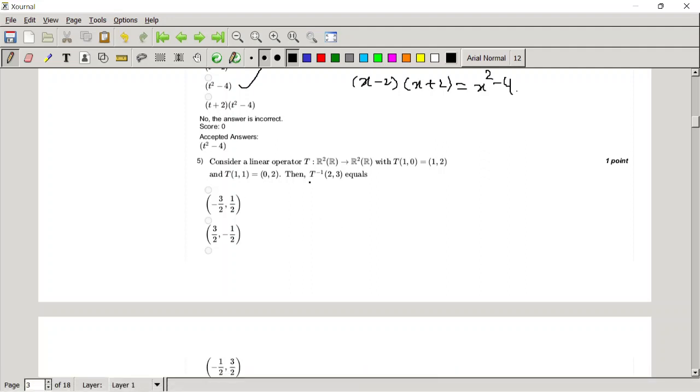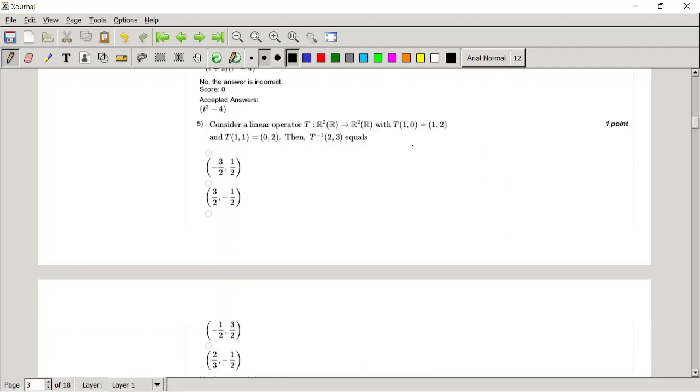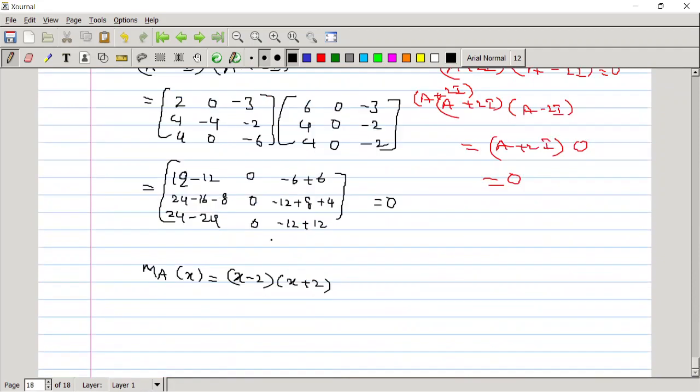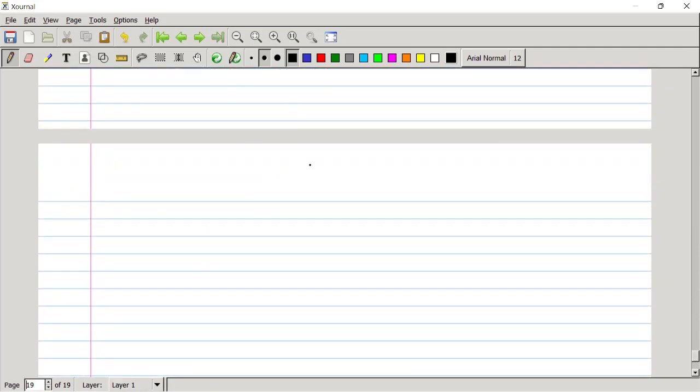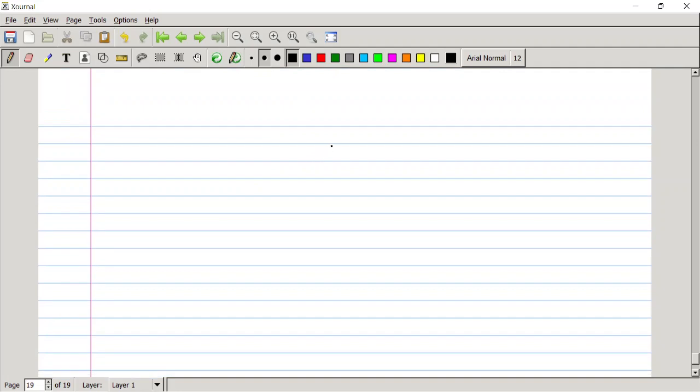We have 10 more minutes. Let me solve the fifth problem. Given a linear transformation T from R square to R square with T of (1,0) equal to (1,2) and T of (1,1) equal to (0,2), it is asking the value of T inverse of (2,3). So we will see how it is. Whenever T is a linear transformation and T is invertible, T inverse is also a linear transformation. So we will use that property here.